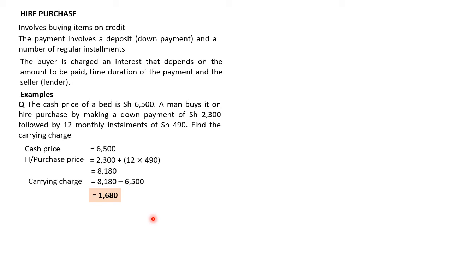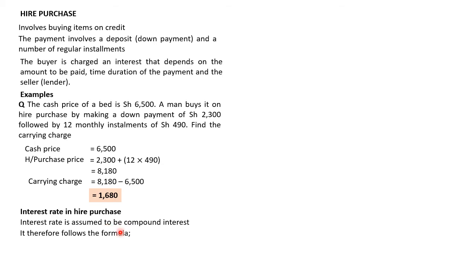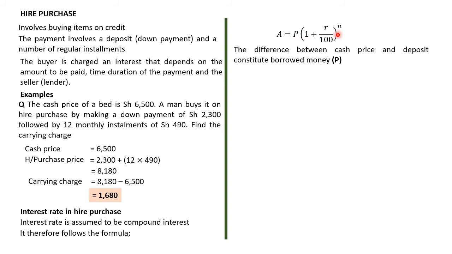A rather simple question. However, on questions that have to do with hire purchase, we're going to be asked to look for the interest rate. We need to understand that in case we are told to look for interest rates, we assume that interest is compound interest. It is not simple interest. And therefore, it follows a formula we've done in a previous video, where A is equal to P times, in brackets, 1 plus R all over 100, raised to the power N. We said A is the amount, P is the principal, R is the rate, and N is the number of compounding times.